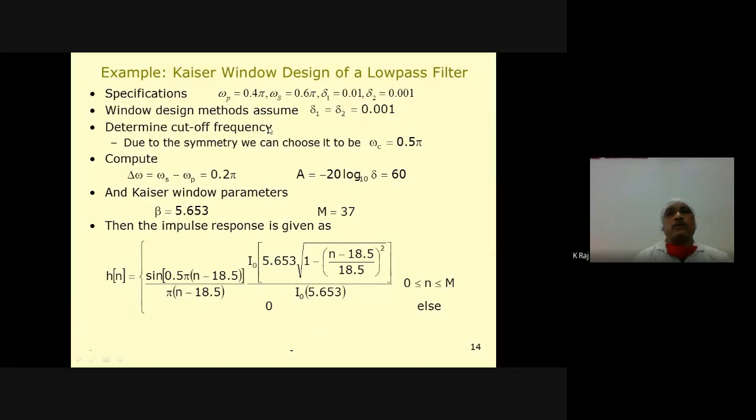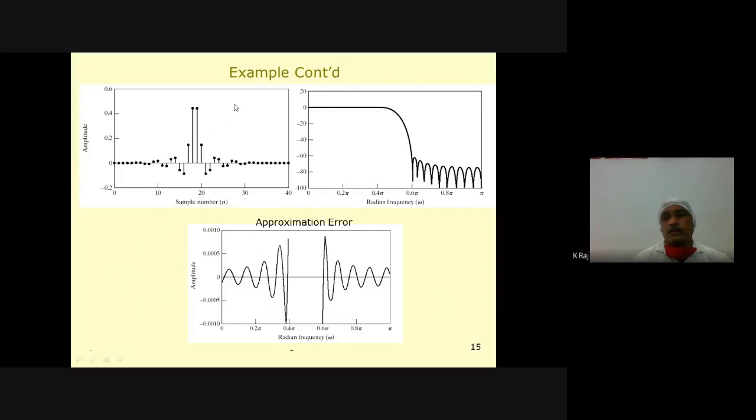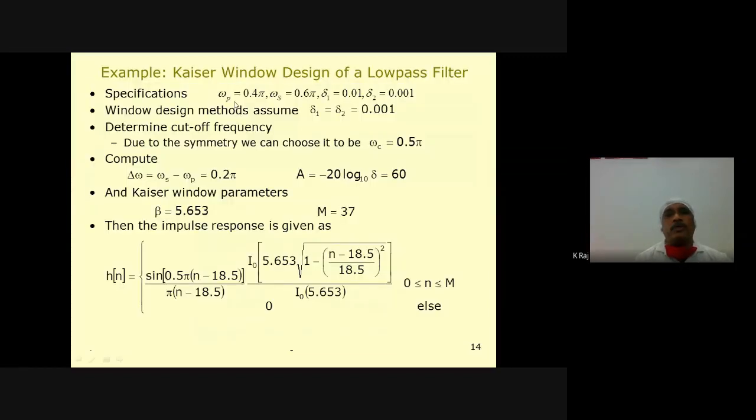Now suppose we are interested in designing the filter and we select the Kaiser window. Then using the Kaiser window, how will we design the filter? Suppose the specification is given that omega p, the pass band edge frequency, is 0.4π, omega s, the stop band edge frequency, is 0.6π, delta 1, the ripple in the pass band, is 0.01, and delta 2, the permissible ripple in the stop band, is 0.001.